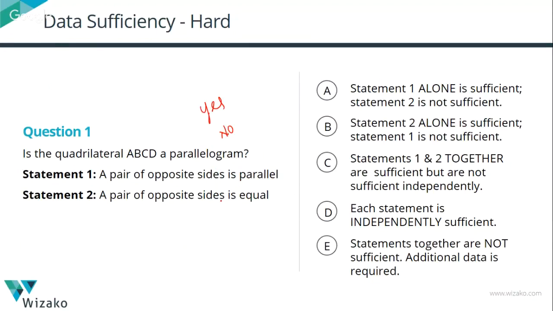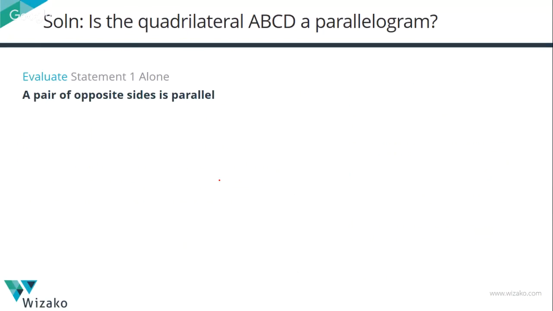Quick properties of a parallelogram. Opposite sides are parallel. Opposite sides are equal. Opposite angles are equal. Adjacent angles are supplementary. The diagonals are unequal. Diagonals bisect each other. They do not bisect at right angles. These are the properties. For anyone who is not aware of it, we've done a quick run through. Let's look at statement 1. It says a pair of opposite sides is parallel. It looks like it's mimicking what I just said.